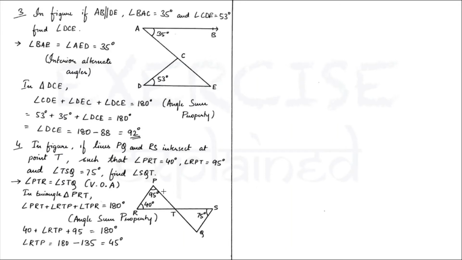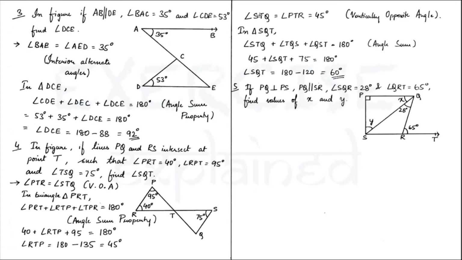Now we have got RTP is 45 degrees. So STQ will also be equal to 45 degrees, since both of them are vertically opposite angles. Now we take this triangle, that is STQ. Once we take this STQ, I just use the angle sum property. So angle STQ, that's going to be this angle, plus angle TQS, that's going to be this angle, plus angle QST, that's going to be this angle. All these added together gives me 180 degrees. Now STQ we just found out over here is 45 degrees.